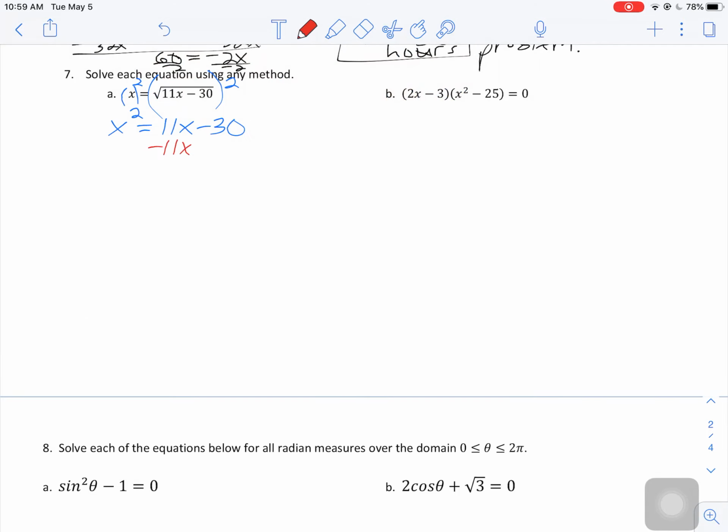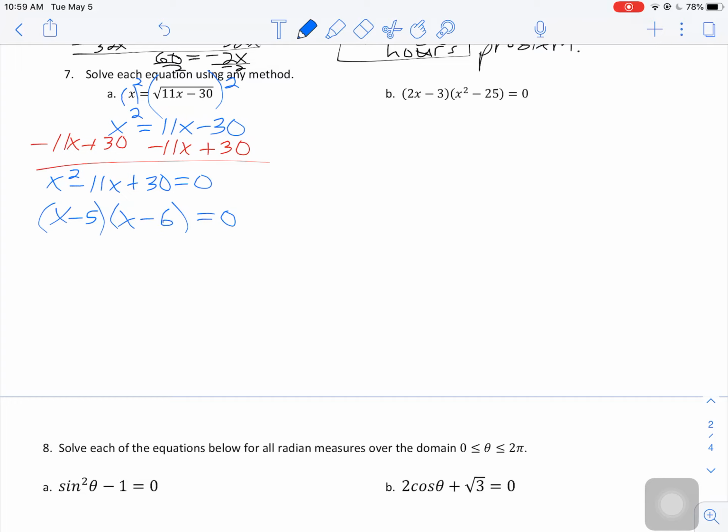And then we want to get everything on one side and set it equal to 0, since there are x squared terms and x terms. So we have x squared minus 11x plus 30 equals 0. So we have a basic trinomial. We're looking for two numbers that multiply to 30 and add up to negative 11. So negative 5 times negative 6 is positive 30, and negative 5 plus negative 6 is negative 11. Set each factor equal to 0 and solve for x. So we're getting 5 and 6.